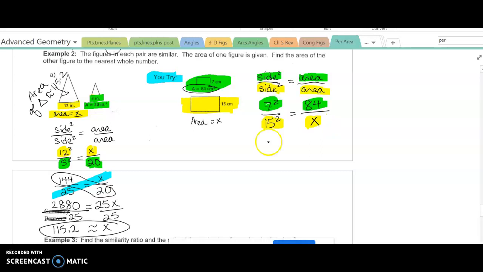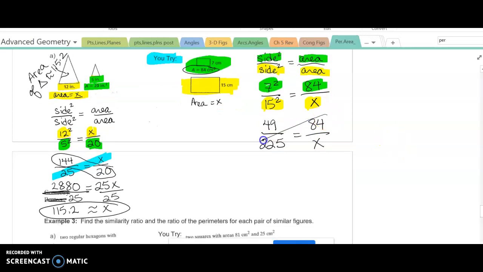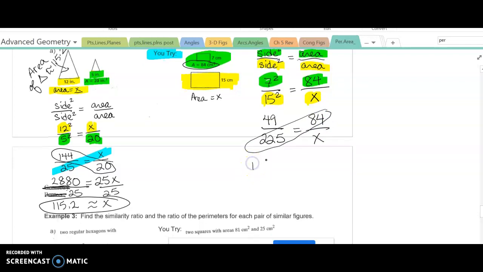So actually, before I cross multiply, I'm going to go ahead and square those. 7 squared we know is 49. 15 squared we know is 225 equals 84 over x. And now I'm going to cross multiply. So 84 times 225 gives us 18,900. And x times 49 is 49x. So we can set those cross products equal to each other, and now we have an equation where we can solve for x.